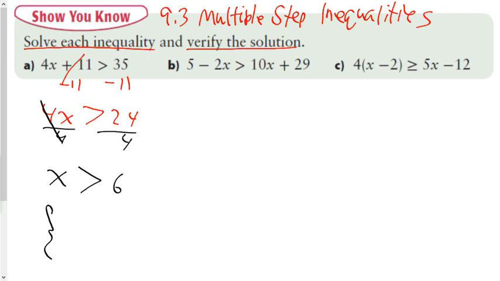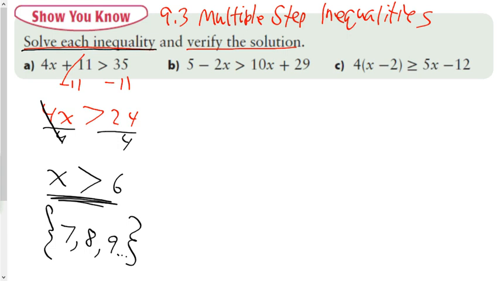So when I make my table of numbers that are representative of that, I get 7 as the first integer, 8 and 9. All three of those are values that are greater than 6. I'll put my dot, dot, dot, because it does go past that. And those are values. So that's solving an inequality.